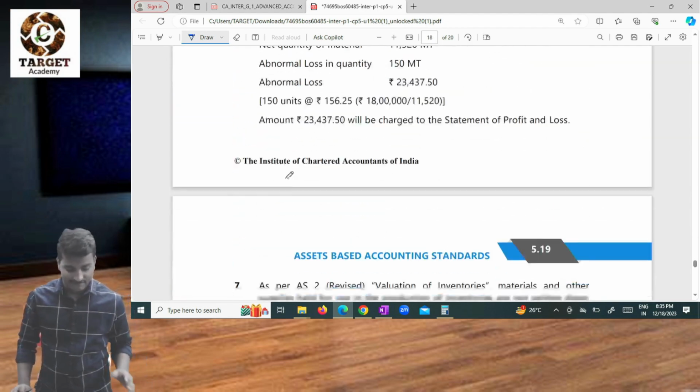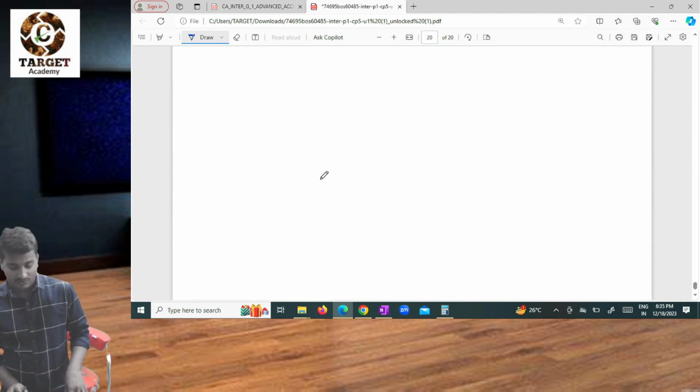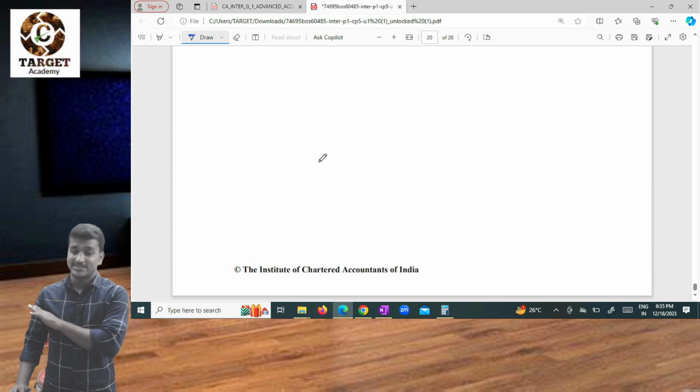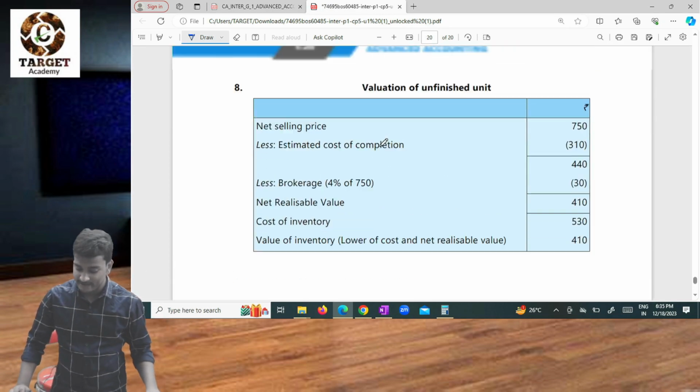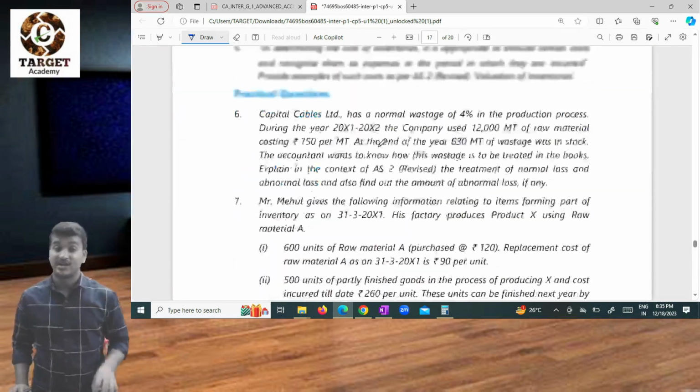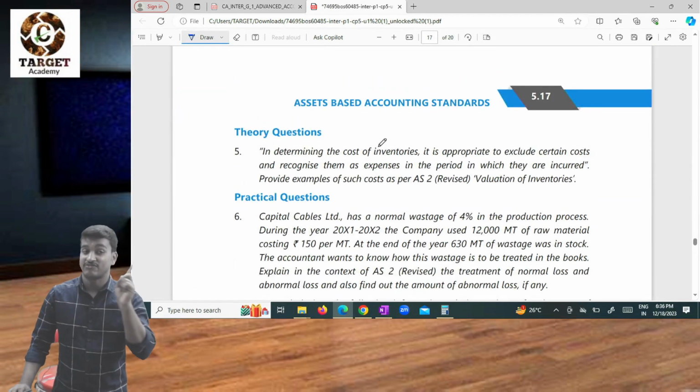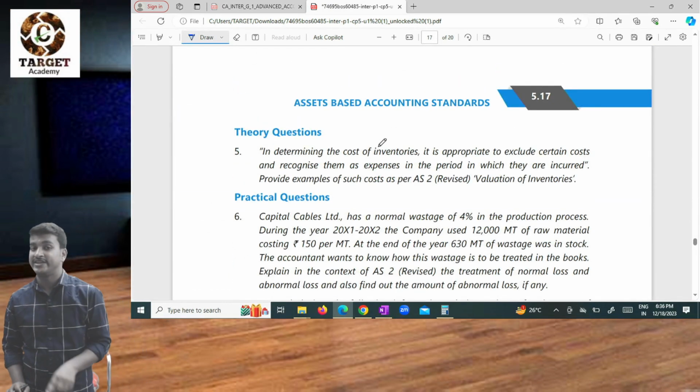Okay, very easy chapter, sir. So with this AS2 is completed in all aspects. Okay, from tomorrow onwards I will start AS3 cash flow statement. It will be very interesting.